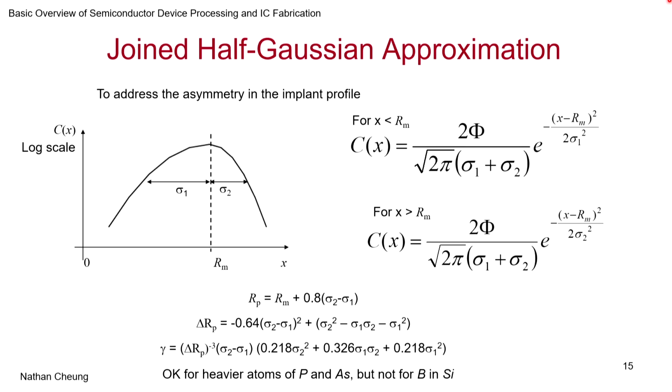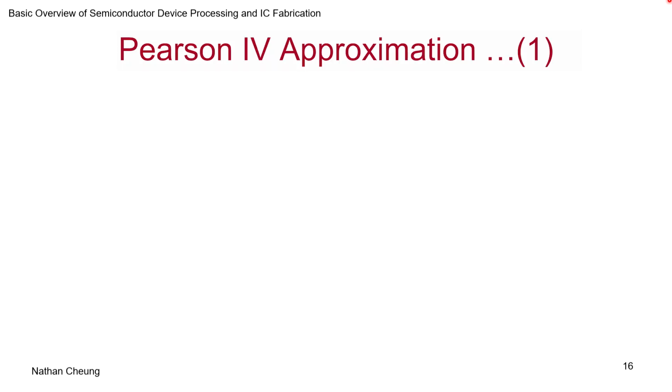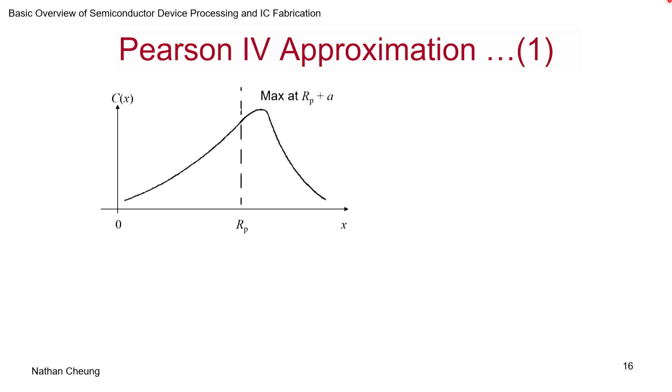It is okay for heavier ions, but not so good for boron, because boron is lighter, electronic stopping, and there is much more nuances that are coming into play. So here we do need to include one more parameter. So we go for Pearson 4 approximation.